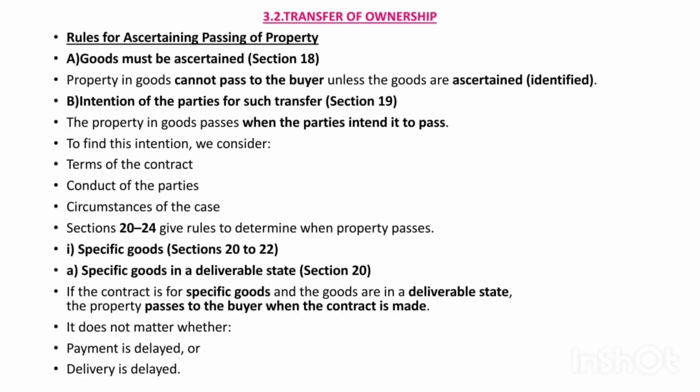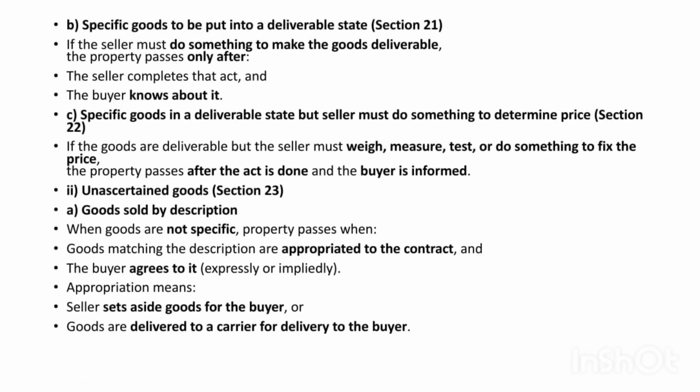Now let's move on to the next topic, section 21, specific goods to be put into a deliverable state. Continuing from section 20, section 21 covers a different case. If the seller must do something to make the goods deliverable, the property passes only after the seller completes that act and the buyer knows about it. So deliverable state means the buyer can take the goods immediately. If the seller still has to repair, pack or finish the goods, ownership does not pass.